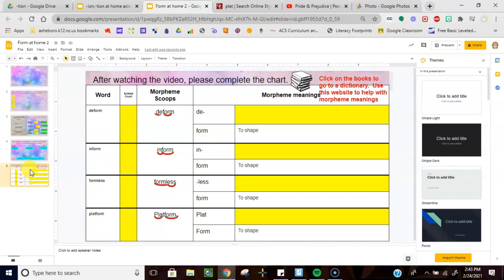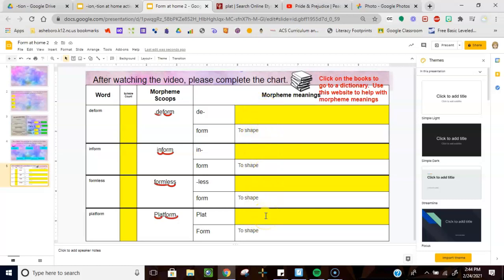It says, after watching the video, please complete the chart. Okay, so this is the same thing as last week, actually no, the week before that, where I gave you some words that use our root word form. I need you to tell me the syllables here in this yellow. Here I've already done the morphemes. You do not have to tell me the morphemes. So I'm not expecting to see the number 2 over here in these yellow spots.